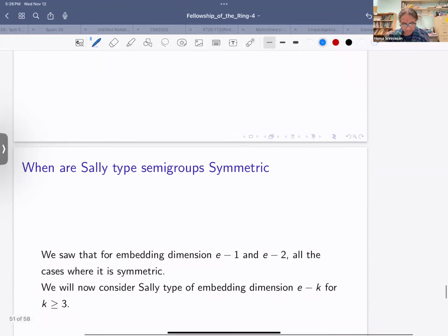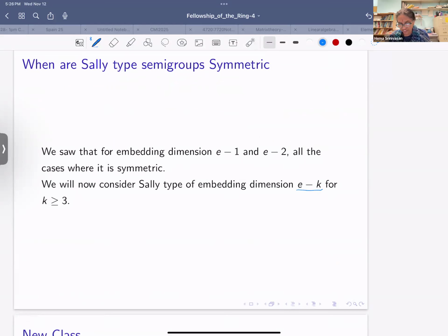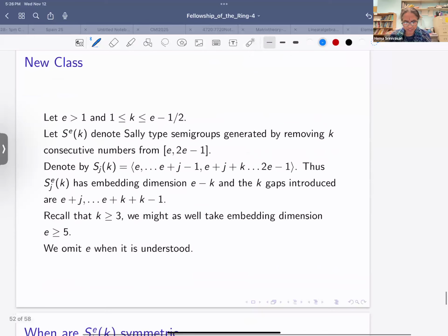And now we can ask when are the Sally type semigroups at least symmetric? We've already done this for E minus 1 and E minus 2, where it was 1 and 2, 3. So I'm going to now consider the embedding dimension E minus k for k bigger than or equal to 3, because we've done the others. So let me take this class: E bigger than 1 and k, let's just say E by 2, it's okay. K is between 1 and E by 2.